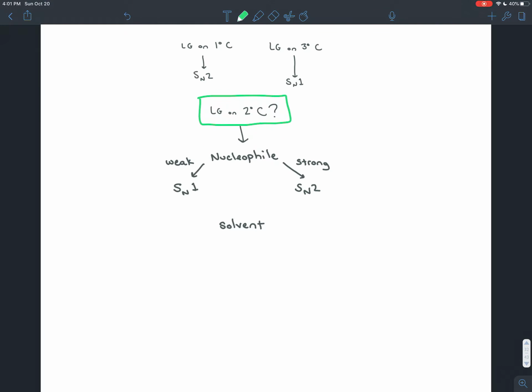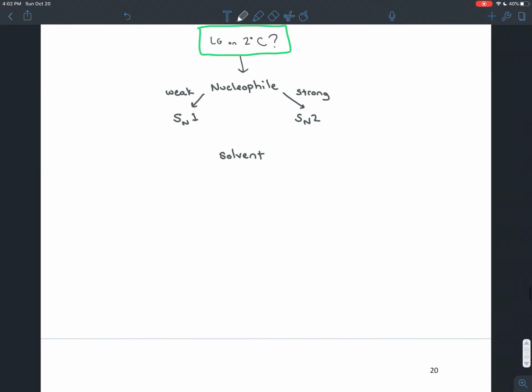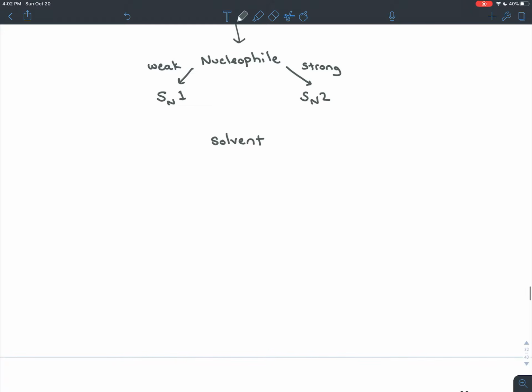Now, in previous videos, we've talked about how a strong nucleophile favors an SN2 reaction, and a weak nucleophile favors an SN1 reaction. And in this video, we're going to talk about the solvent. And you'll see that the reasoning behind the solvent and the influence it can have on a mechanism is actually very similar to the reasoning that we had about nucleophiles. Okay, so what types of solvents can we have, and how would they influence a mechanism?